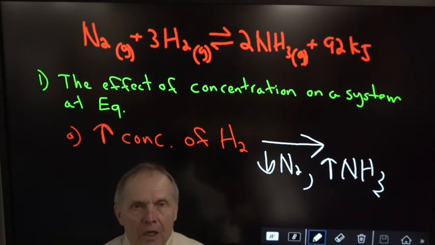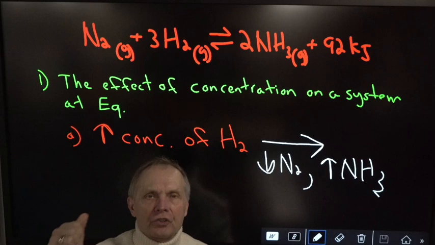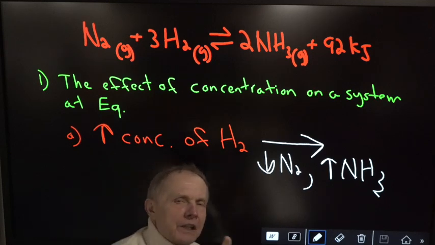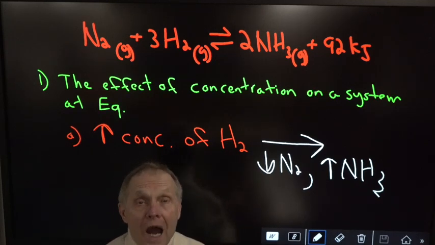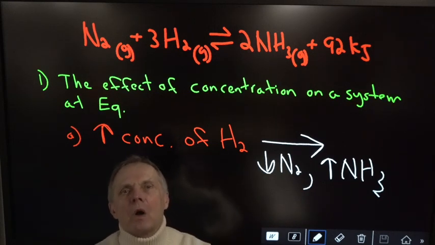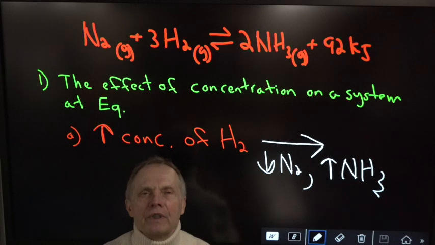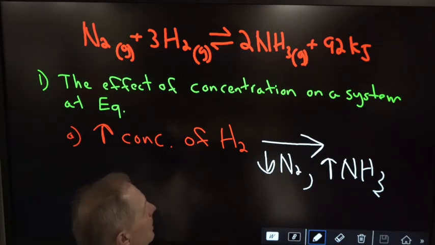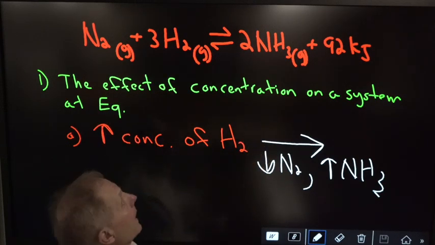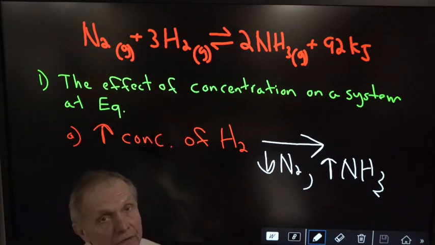So when you put a stress on a system at equilibrium, it'll fire either to the right or to the left for a while, but then it will eventually settle down and be the same constant ratio between the reactants and the products. So that's what happens when I increase the concentration of H2. So now let's do this.